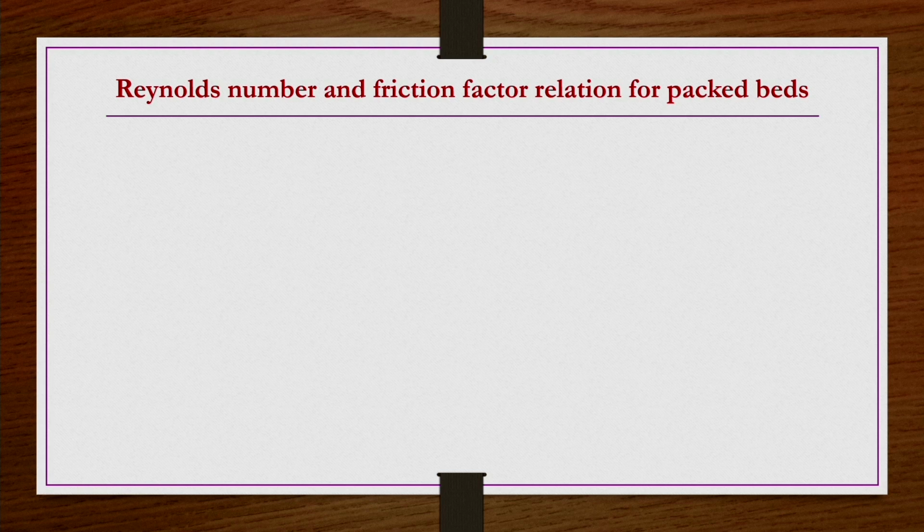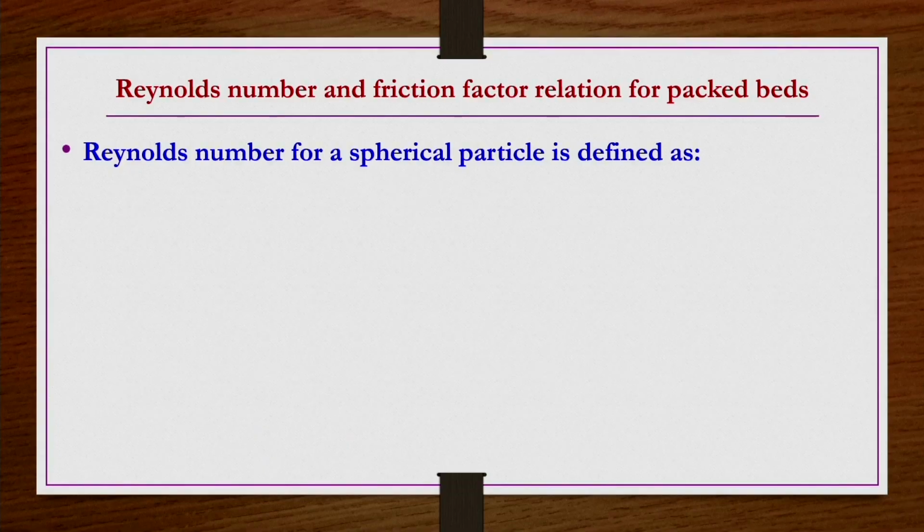So, Reynolds number and friction factor relation for packed beds. As I said, for a single particle we know the Reynolds number, and for an empty column without packing we know the friction factor. We try to find out these expressions for a packed bed, or a column packed with a few types of particles, right. For a single particle, especially a spherical particle, the Reynolds number we know as Rep equals dP V bar rho by mu. V bar is nothing but the average velocity, rho is the density of the fluid, mu is the viscosity of the fluid, dP is the diameter of the spherical particle, right.